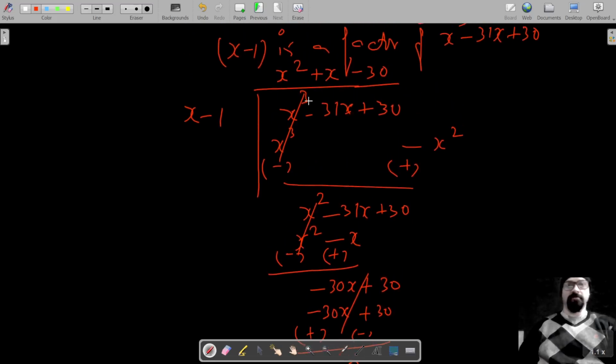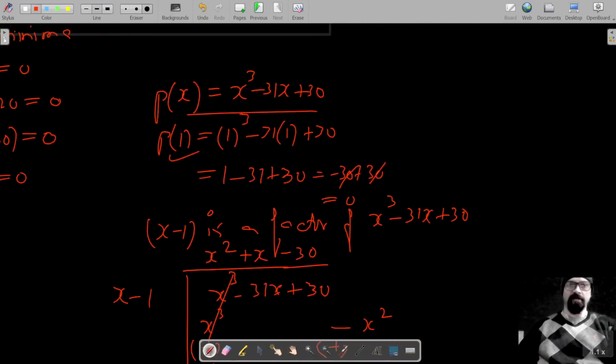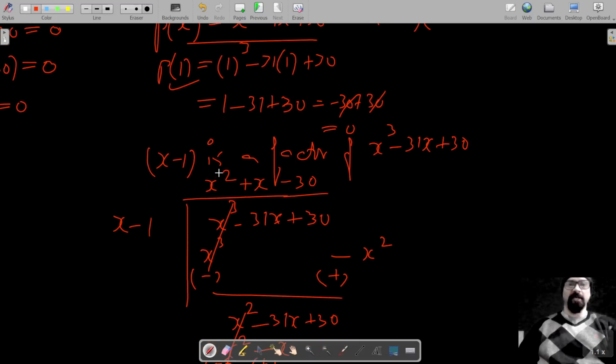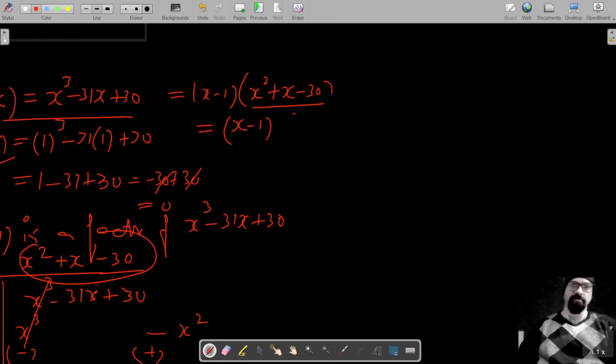Okay, this is equal to 0. So that means now I can write this x cubed minus 31x plus 30 as x minus 1 is a factor, and the other factor is x squared plus x minus 30. And now we can factorize this x squared plus x minus 30.